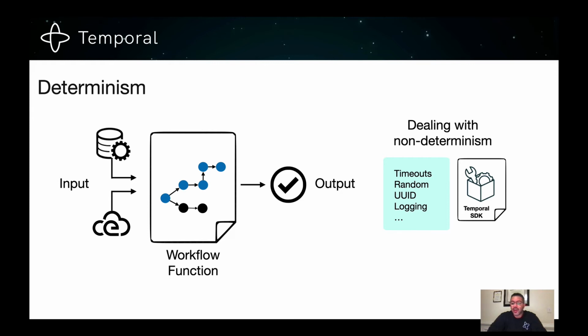The Temporal SDK also gives us a lot of functionality to deal with non-determinism in your workflow functions, such as timeout definitions. It allows us to generate things like random numbers in a deterministic way, generate random UUIDs and things like that as well.